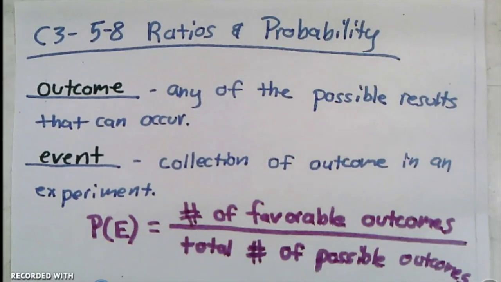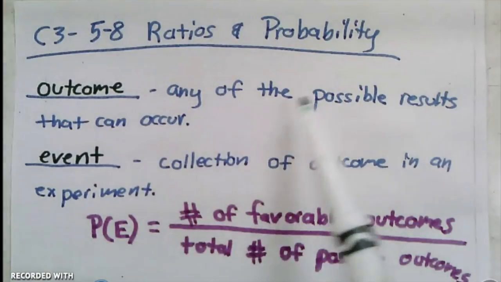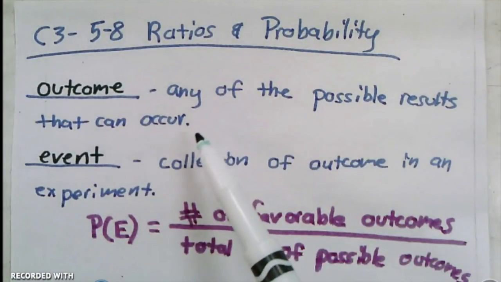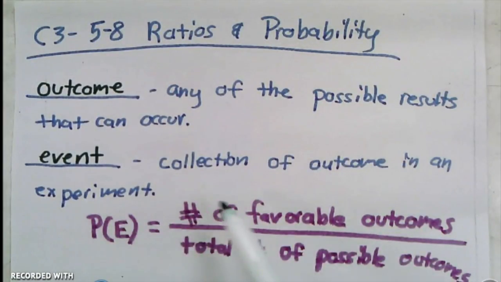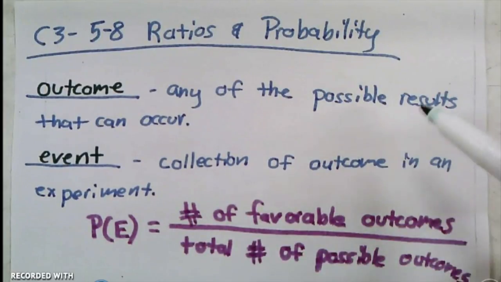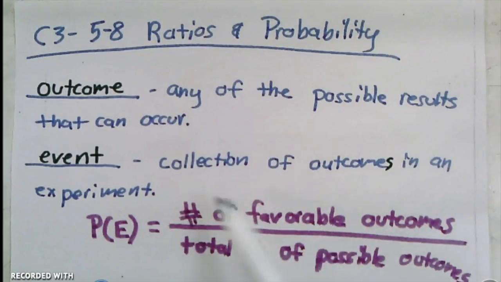and 8th graders. We're here with lesson 5-8 on ratios and probability. So here you have two vocab words. An outcome is any of the possible results that can occur. And an event is a collection of outcomes in an experiment.